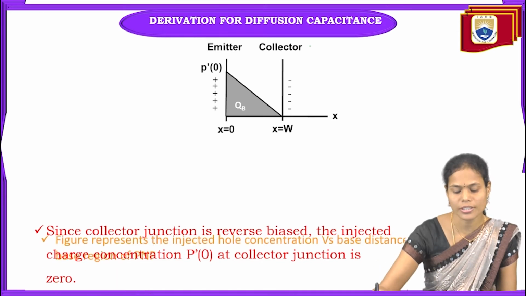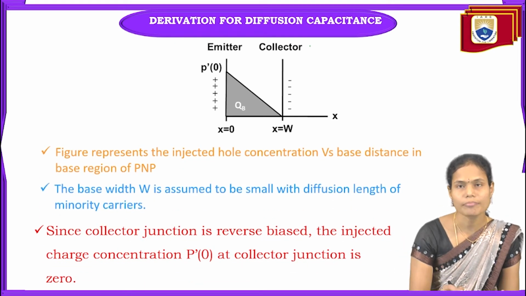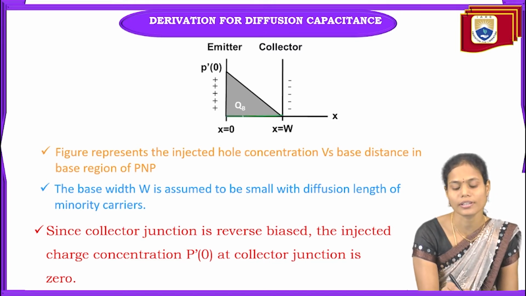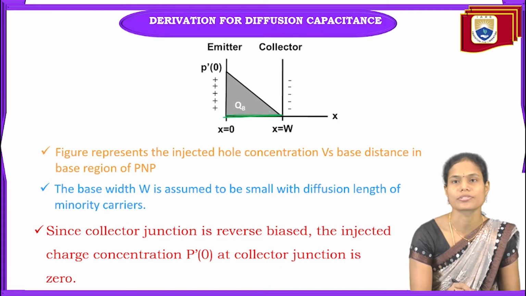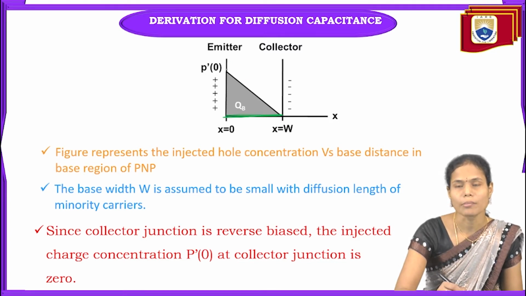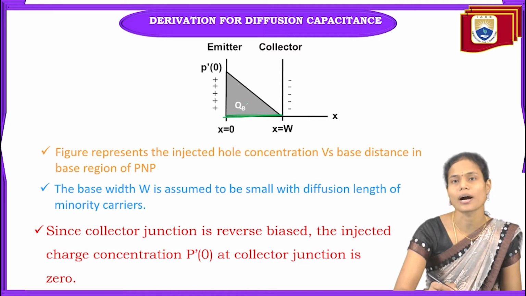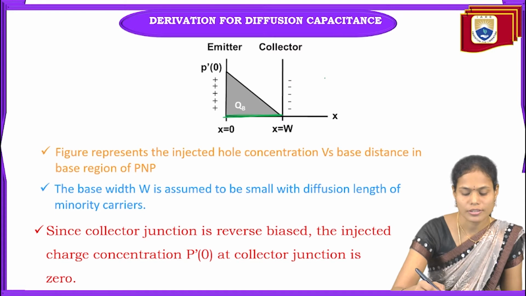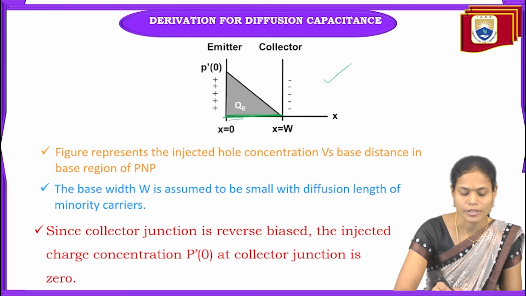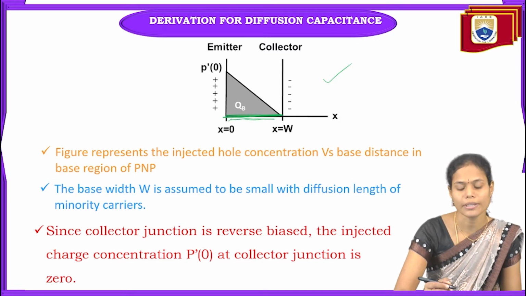So we are representing that with the graph here. For that, I am considering only the base region here between the emitter and collector. That is nothing but how much charge gradient or charge carriers are present from emitter to collector, and how the charge carriers are decreasing once you are varying the applied voltage to the emitter base junction here. So this figure represents the injected hole concentration versus distance in the base region of a PNP transistor.